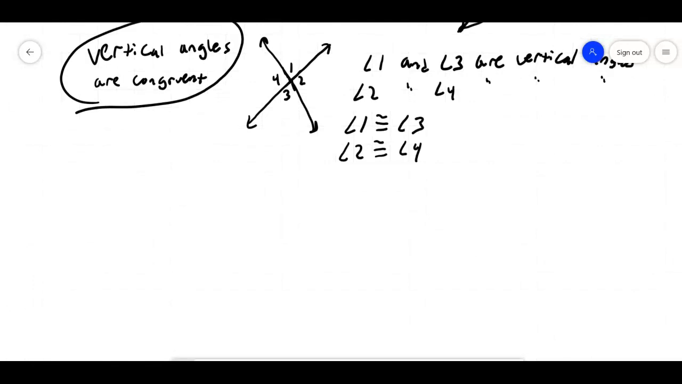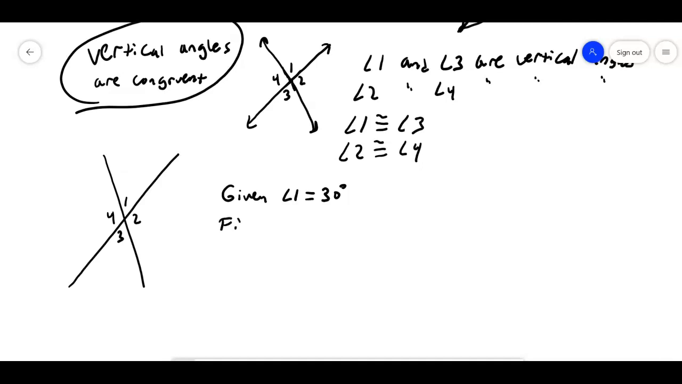Okay, and so let's look at another one like this. So let's say this was 1, 2, 3, 4. Now if I give you, let's say angle 1 is 30 degrees. Okay, so what do we know? Can we find angle 3? All right, well, we just said it should be the same. All right, so angle 3 should be 30. Can we find angle 2? Okay, any idea how we could find angle 2?